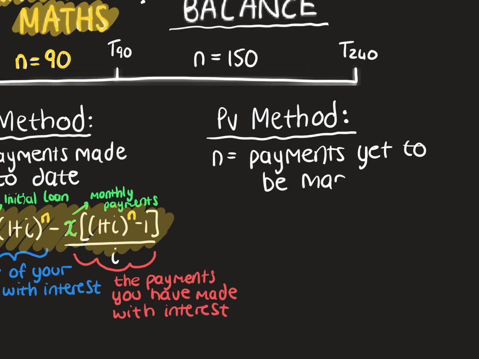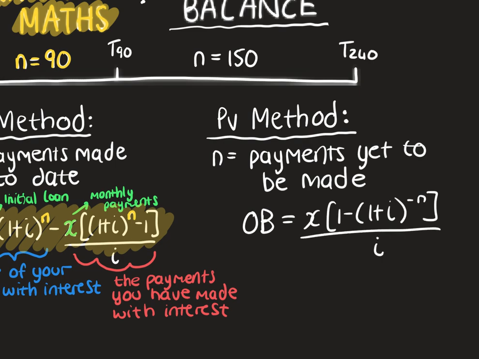Okay, now this formula is a lot shorter and it is a lot easier. So the outstanding balance for this is just going to use your present value formula. So it's just going to be x, open square bracket, 1 minus (1 plus i) to the power of minus n, all over i. The only difference here is that the n value is now going to equal this n value here, payments yet to be made.